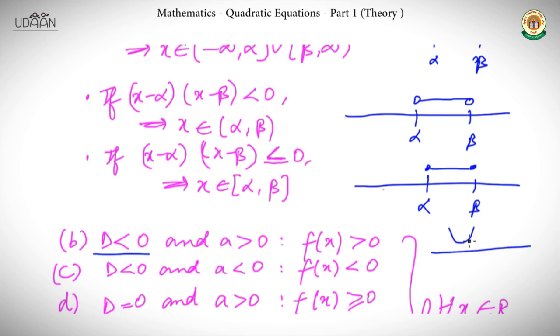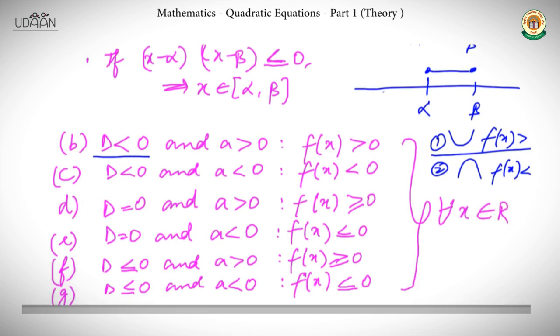Right, so we see that f of x is always greater than 0 for all values of x. It can't lie below the x-axis. Similarly, if a is less than 0, this being the first case, the second case, if a is less than 0, the graph will always lie below the x-axis. Therefore, f of x is less than 0 for all values of x.